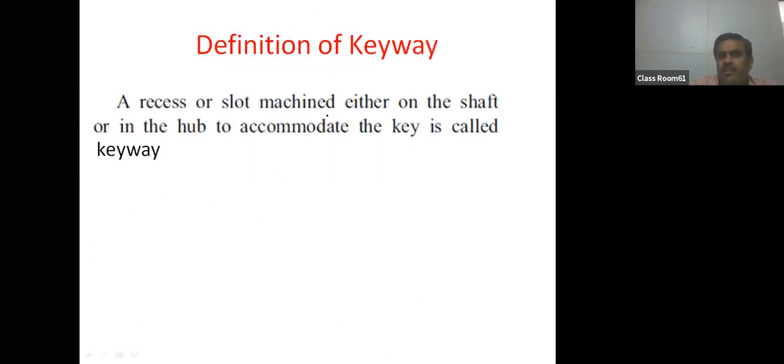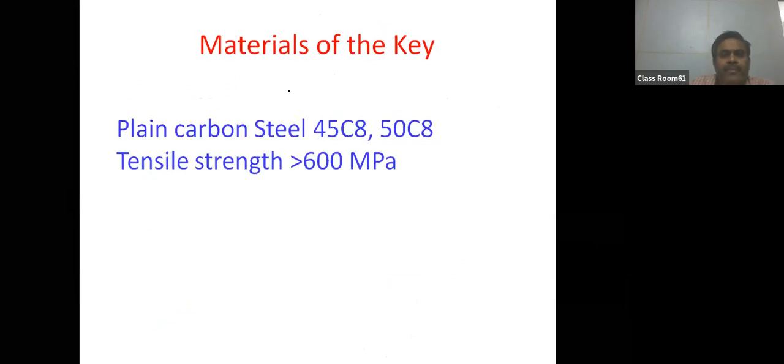A recess or slot machined either on the surface of the shaft or in the hub to accommodate the key is called keyway. Simple definition of keyway. It is a slot or a recess to accommodate the key. It is cut on the shaft surface also, and it is cut in the hub also. Due to this slot, it is important that there will be stress concentration, so parts will become weak. So during design of the key, we have to take care of the stress concentration also.